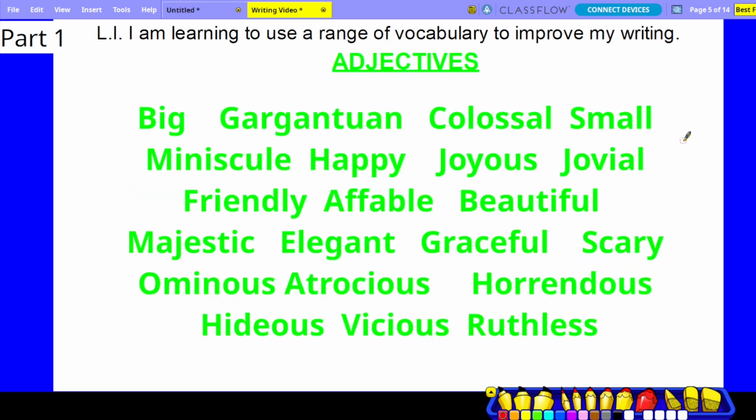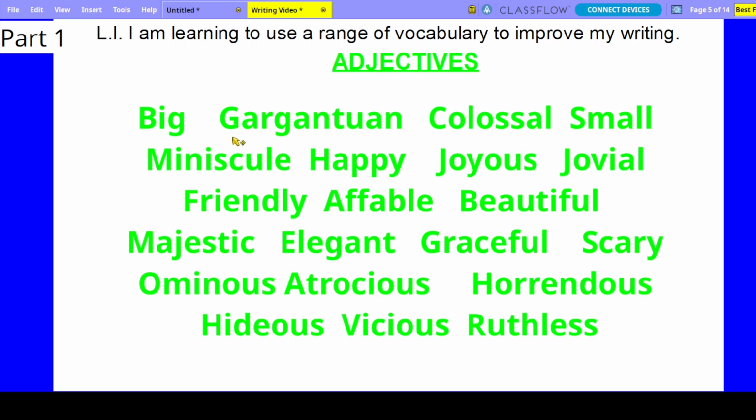Adjectives, as I said already, they give us information about a noun's properties. So we've got things that indicate size: big, gargantuan, colossal, small, minuscule. The emotional state of something. So is it happy or joyous or jovial or friendly? We often have words like majestic and elegant or graceful. Words that are slightly more negative in their meaning, like ominous or scary, atrocious. All of those give us extra information about a noun.